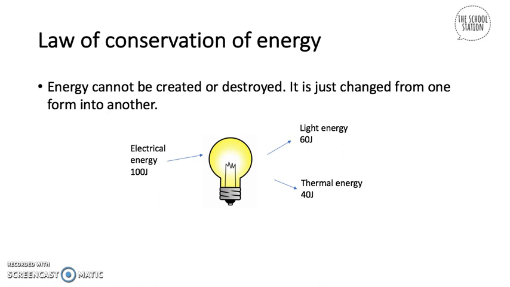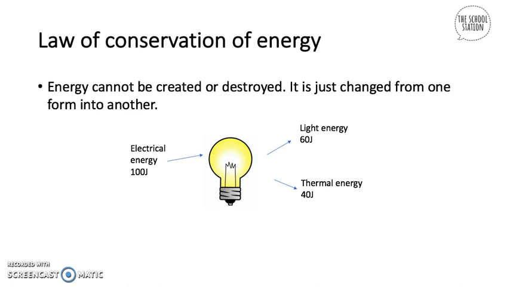So now that we know our types of energy, the next thing we have to think about is the law of conservation of energy. You can see this diagram here: this light bulb has 100 joules of electrical energy as input, and the output is 60 joules of light energy, but also 40 joules of thermal or heat energy. If you've ever touched a light bulb when you've turned it on, you will see that it's a bit hot, and that's the thermal energy coming out. As you can see, 60 joules plus 40 joules from the output is equal to 100 joules.